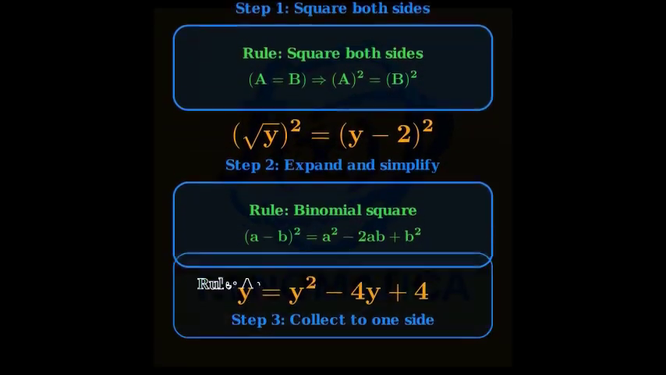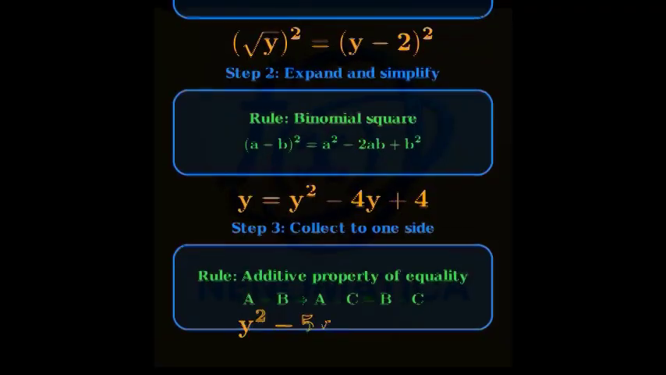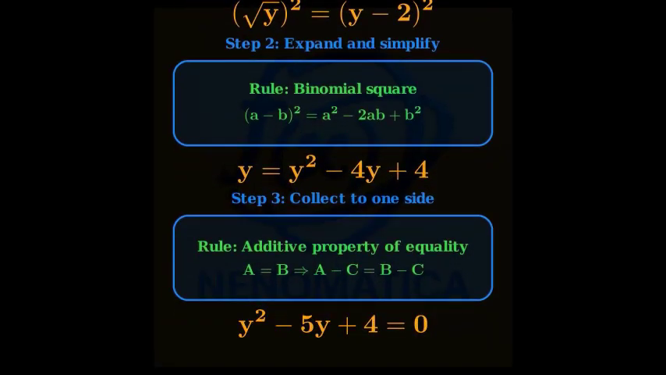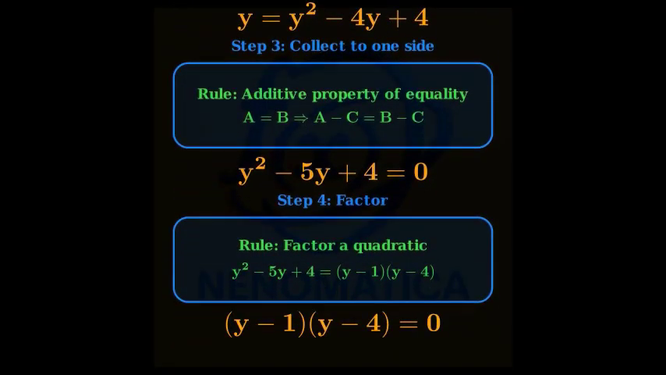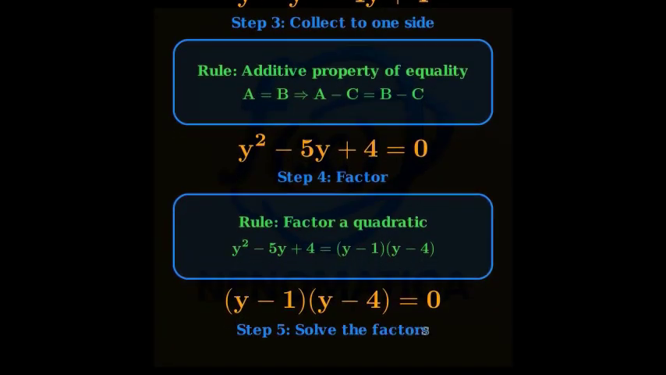Move all terms to one side to set the quadratic equal to 0, yielding y squared minus 5y plus 4 equals 0. Step 4. Factor the quadratic. We get (y minus 1) times (y minus 4) equals 0. Step 5. Apply the zero product property.